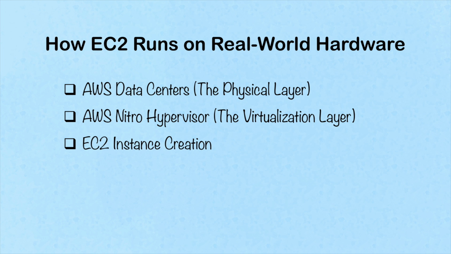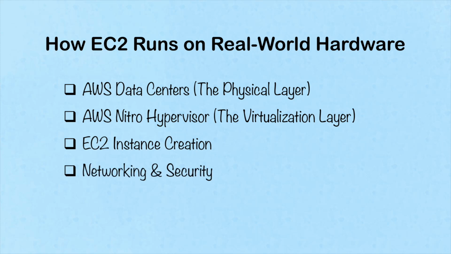EC2 instance creation. When you launch an EC2 instance, AWS follows these steps behind the scenes. AWS selects a physical server in your chosen availability zone. The Nitro hypervisor creates a virtual machine with the CPU, RAM, and storage you specified. The VM boots up using an Amazon machine image, which contains your operating system. AWS assigns your instance a virtual disk for storage and a network interface for communication. This process happens within seconds, providing you with a ready-to-use virtual server on AWS infrastructure.